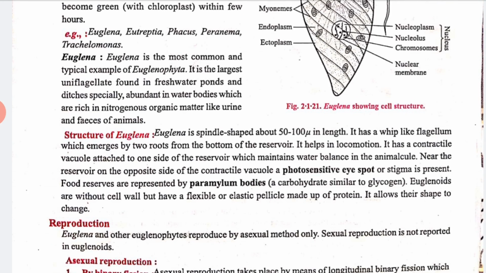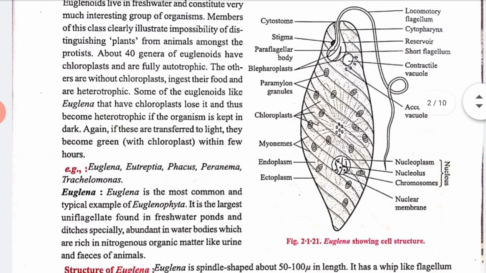Now, what is Euglena? Euglena is the most common and typical example of Euglenophyta. It is the largest uniflagellate found in freshwater ponds and ditches, especially abundant in water bodies which are rich in nitrogenous organic matter like urine and feces of animals. You can see the picture of Euglena showing cell structure. This is the flagellum, a long thread-like structure.